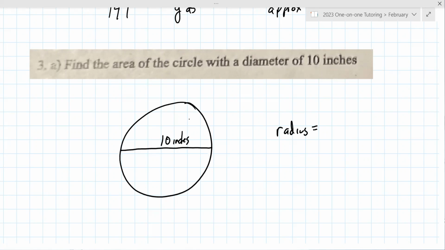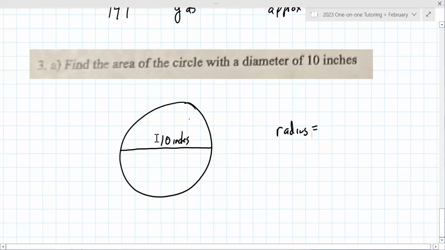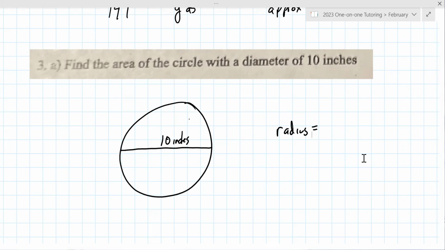62.8. Sourish, I'm asking for the radius. The radius is half the diameter. Now, what is the diameter? 10. Okay, what is the radius? The radius is 10. No, it is not. The radius is half the diameter. What is half the diameter?